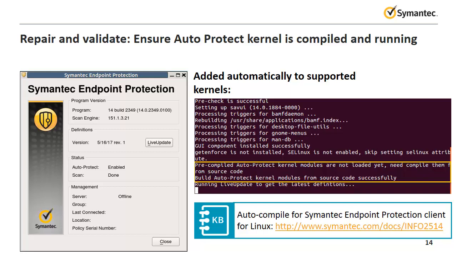The Symantec Endpoint Protection Client installer for Linux auto-compiles the AutoProtect kernel module when the operating system kernel is not compatible with the pre-compiled AutoProtect kernel modules. During the end of the installation process, if the client installer detects no active AutoProtect modules, it launches the autocompiler, which runs to compile the compatible modules. After resolving an installation issue with SEP for Linux, ensure the installation logs record the AutoProtect kernel as compiled and running. For more information on this topic, see the KB listed on the screen.